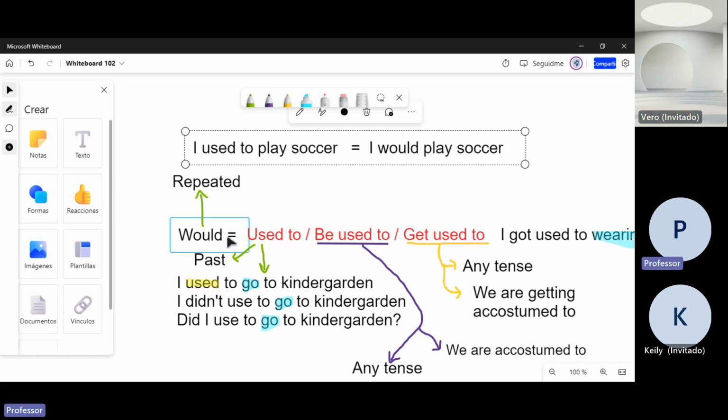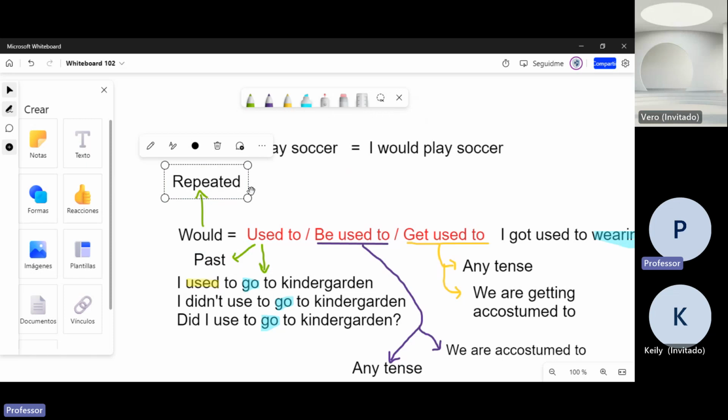That's what I said. Would and used to is the same. We can use would to express that we used to do something in the past, but we don't do it anymore in the present. But we can only use it when we're talking about an action that was repeated. It was done a lot of times in the past.